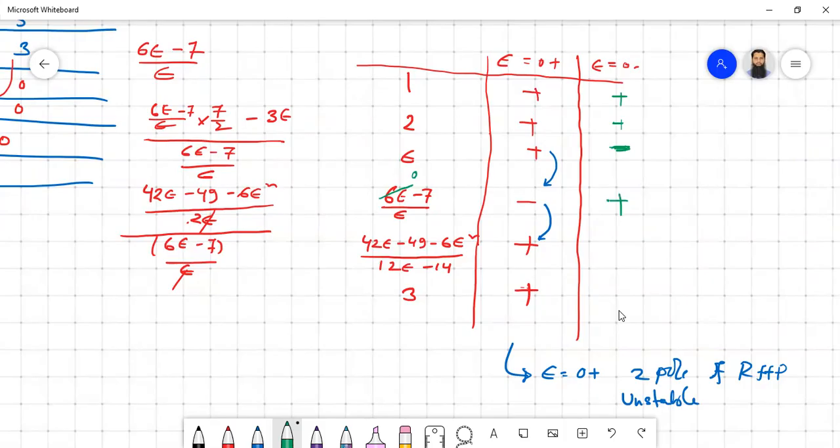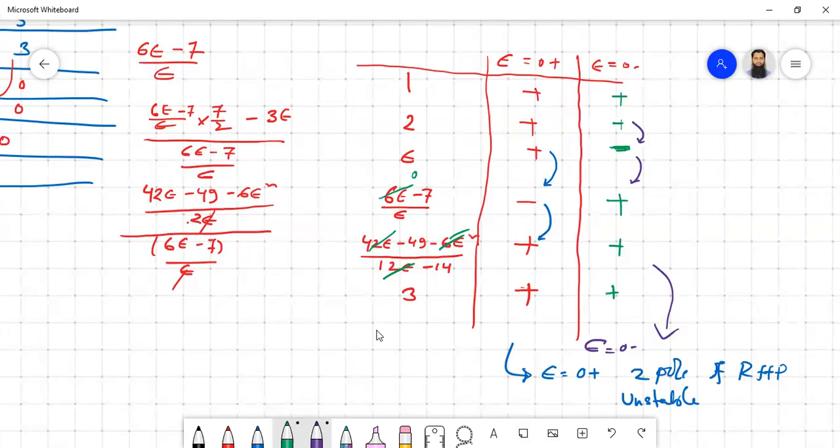And then here as well, this one is very close to 0, so these are cancelled. So minus 49 divided by minus 40, so this is also plus. And the third, last one is also plus. Again, as you can see, there are two sign changes. So the same result we obtain even if epsilon is equal to 0 minus. So the system is basically unstable. We have two poles in the right half plane, because of which the system is unstable.